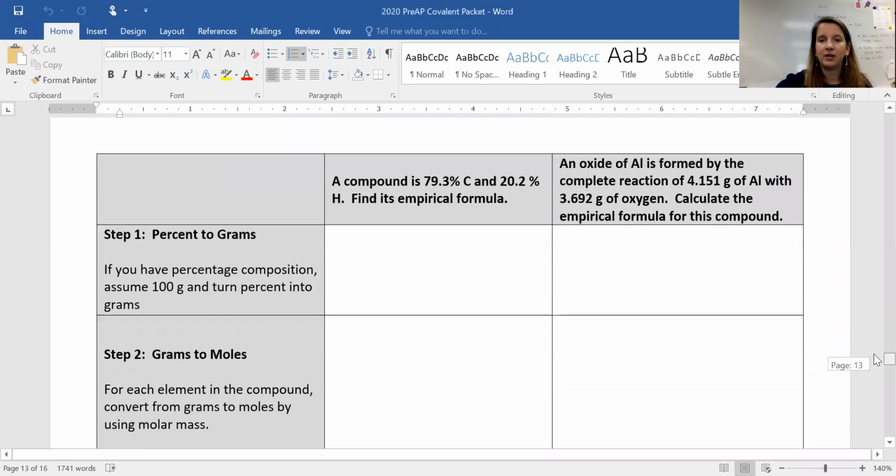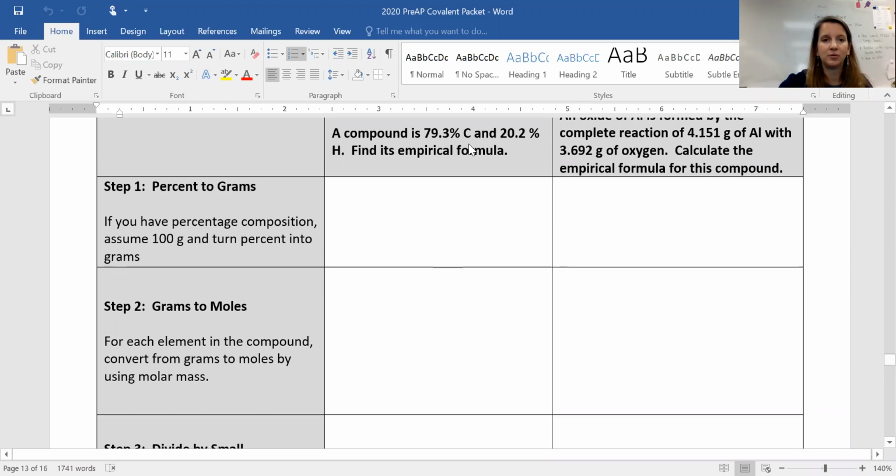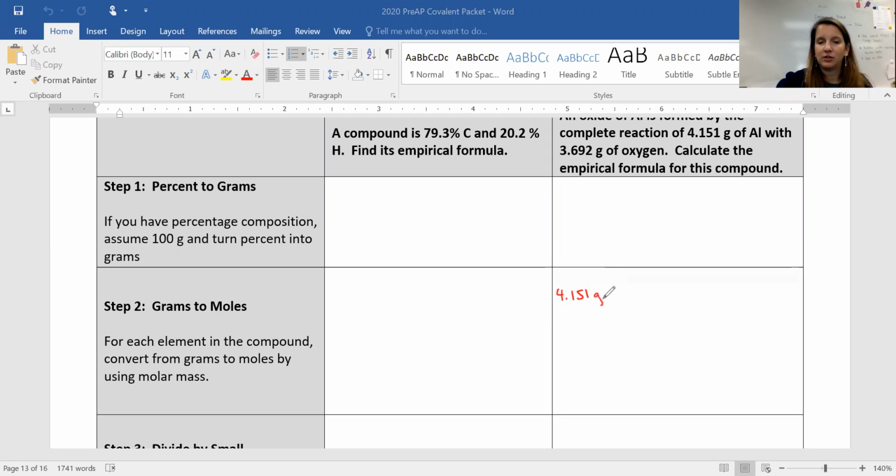So here we already are in grams. We have the grams of each of our substances, so we don't have to do the percent to grams. We can just do grams to moles. So we have 4.151 grams of aluminum, and we have 3.692 grams of oxygen. We can multiply these by our conversion factors to get rid of the grams and end up with the moles.